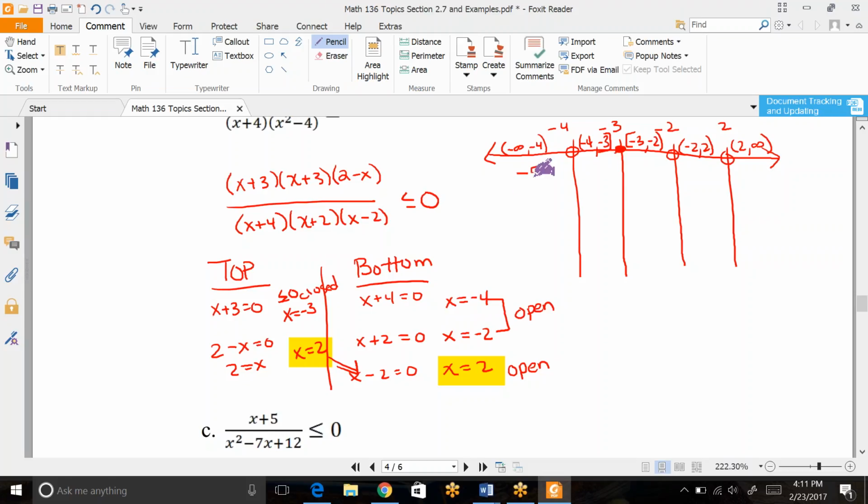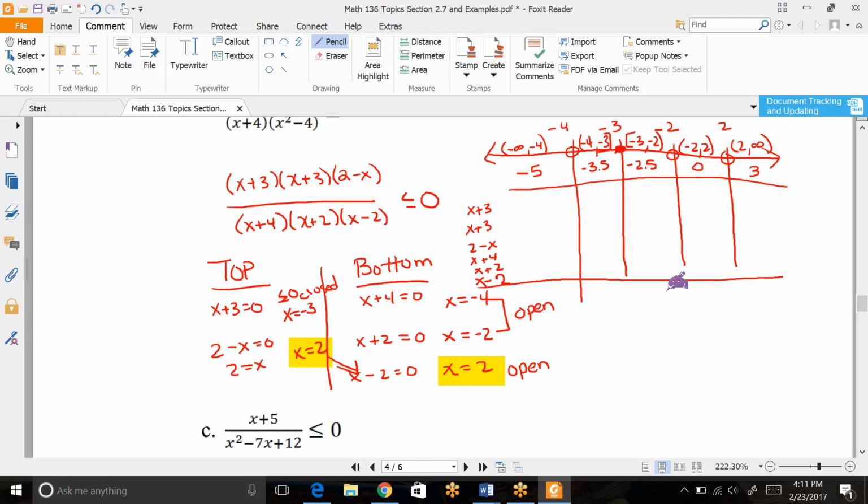Test values, I have -5. I'm going to have to use a decimal here, so -3.5. Another decimal, -2.5. Just make sure it's in the interval. I can use 0 and I can use 3. I'm going to list out my 6 factors: x plus 3, x plus 3, 2 minus x, x plus 4, x plus 2, and x minus 2.